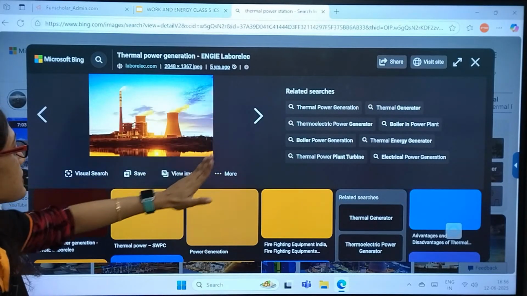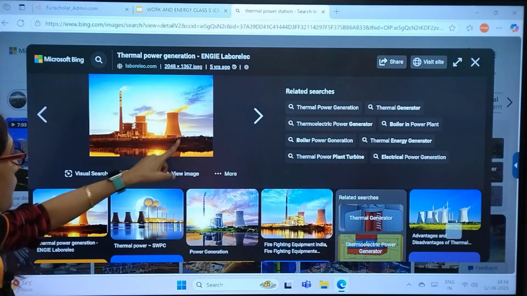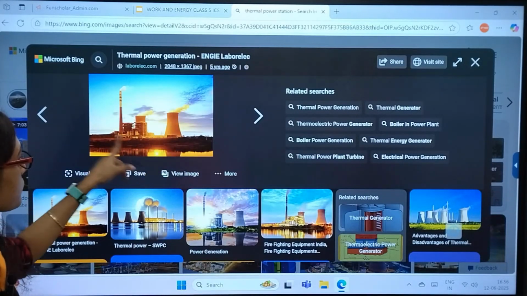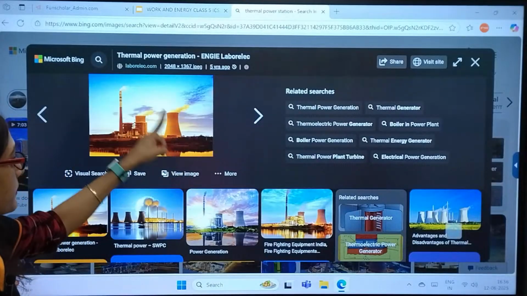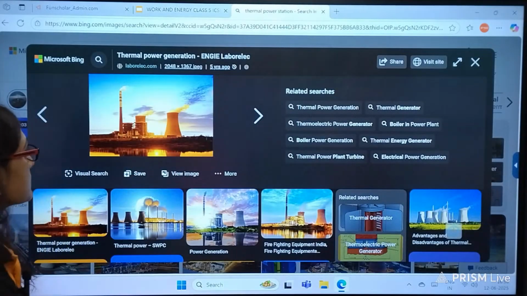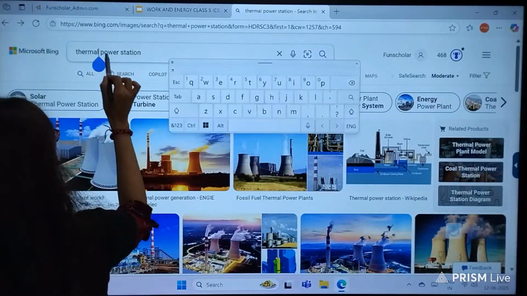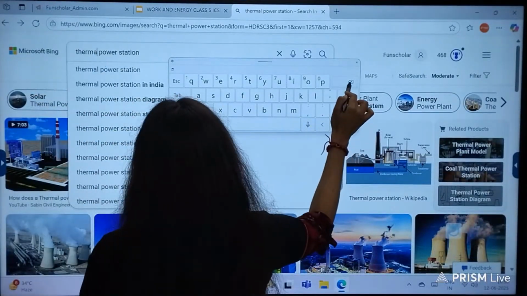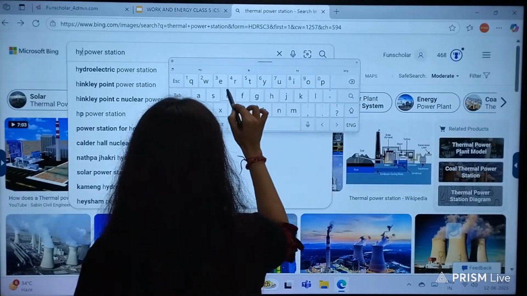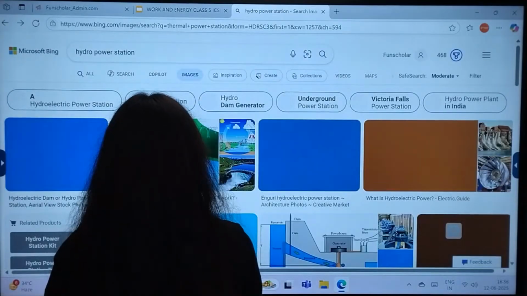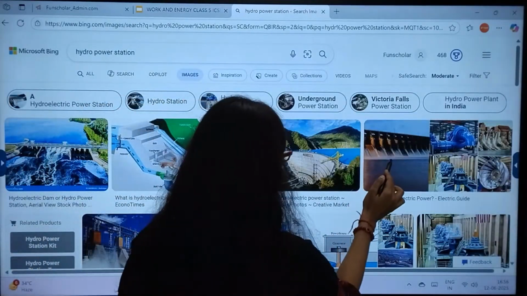Just see, this is the thermal power station. Over here, coal is being used. See, the smoke is coming out. Over here, coal is being burned to produce electricity. Okay. Clear? Another is, okay, just see this.